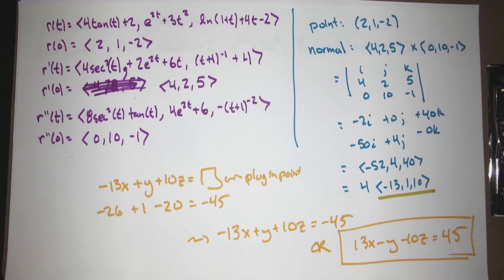So these are your coefficients. Minus 13x plus y plus 10z equals something. You plug in your point to get the something. And so we have the answer. I don't like negatives at the front, so that's why I flipped the sign. But other than that, life is good.